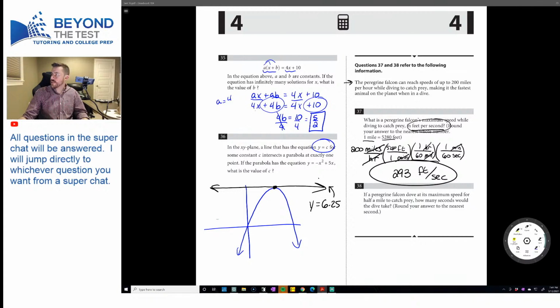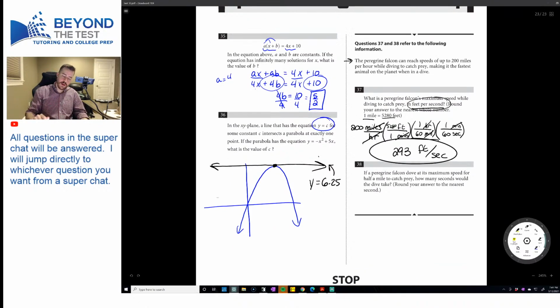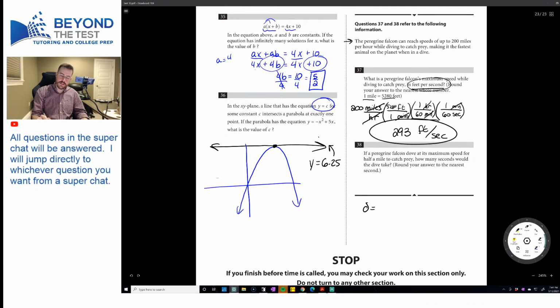Our last question says, if the falcon dove at its maximum speed for half of a mile to catch prey, how many seconds would the dive take? So it's going half a mile. For this, if you remember, distance equals rate times time, if you've seen that formula before. We're going to fill this in.